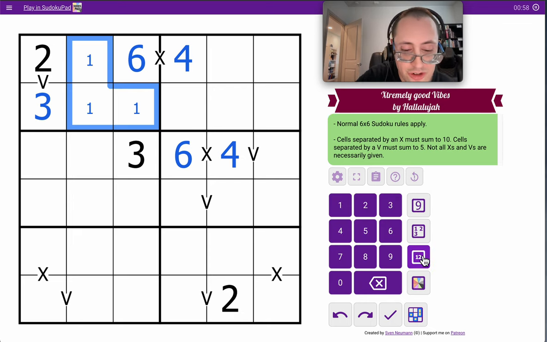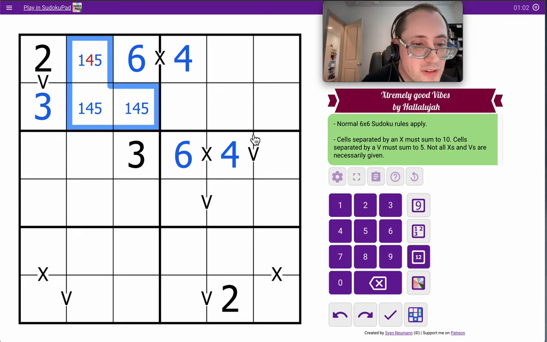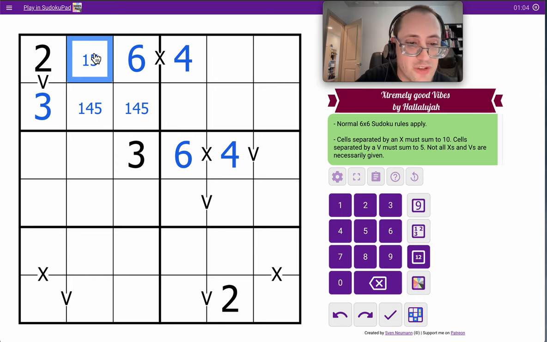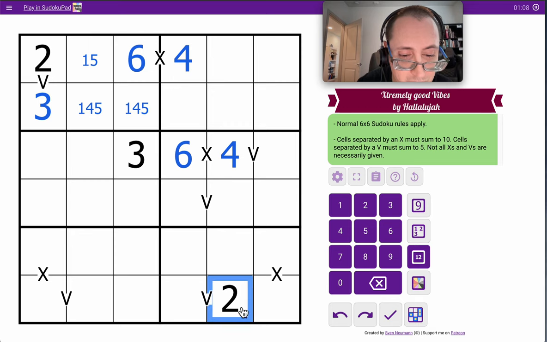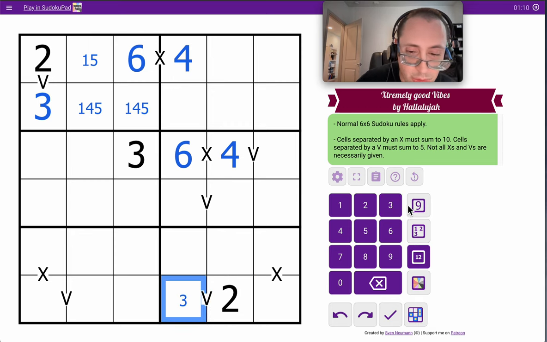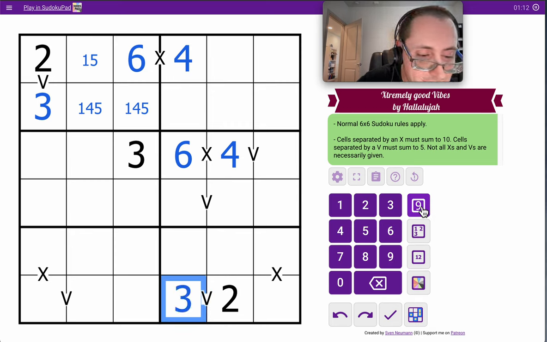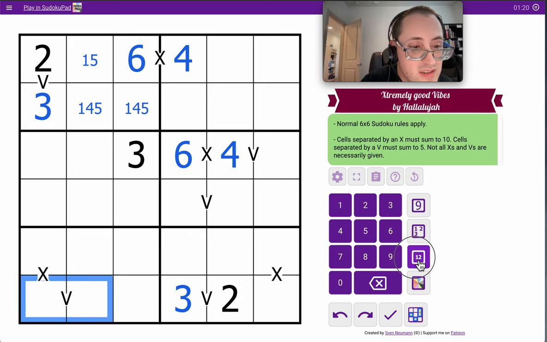Those three in the region are 1, 2, 5. Another 1, 4, 5. That one we already know is not 4. Okay, this 2 pairs with 3 on its V. A V in two cells is either 2, 3, or 1, 4.